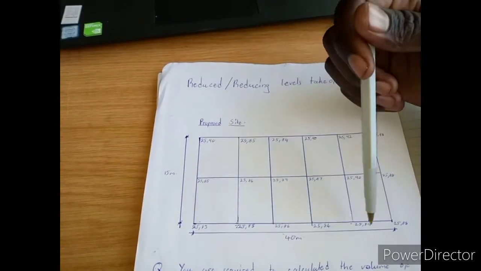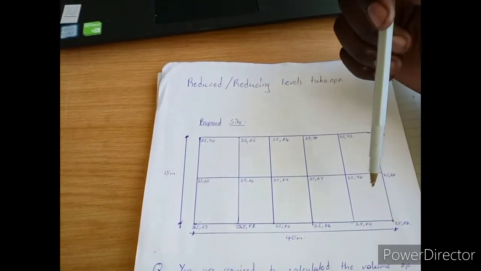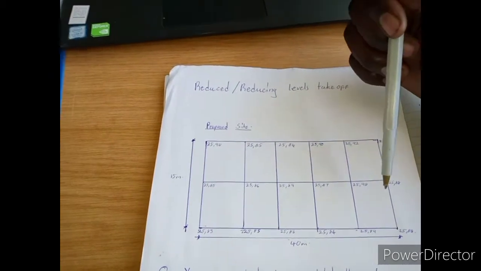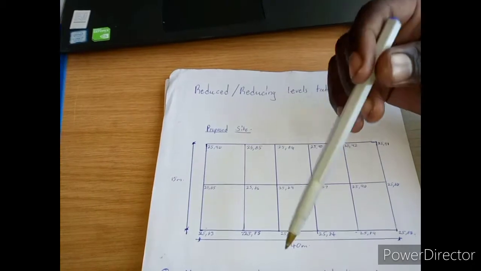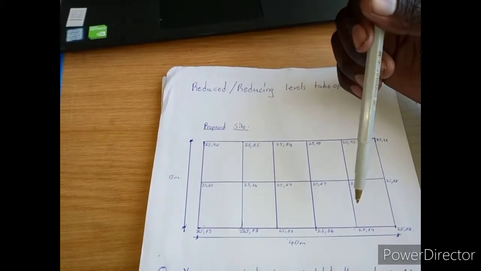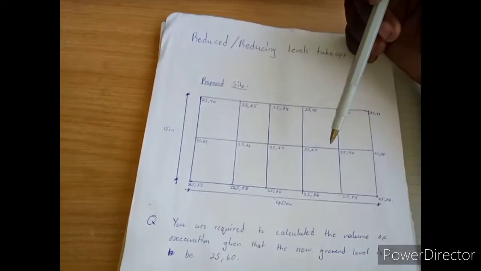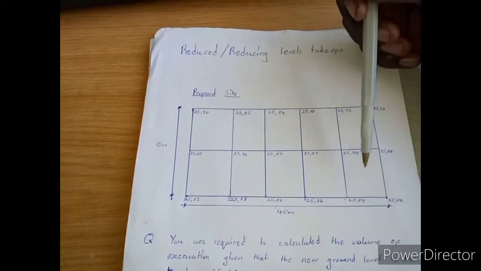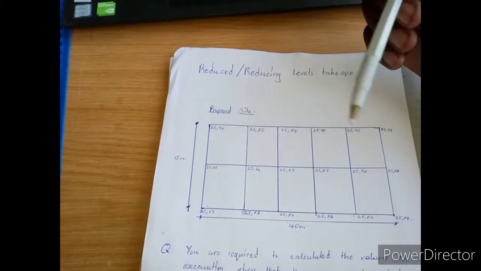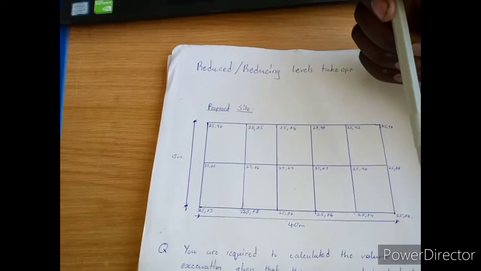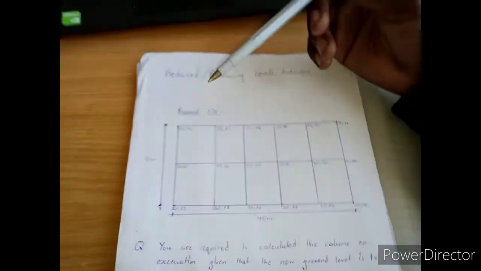But what happens is that the level of the ground on most sites won't be equal. The level will vary at different points on site. So the contractor would want to level out the entire site to a desired level. In this case, it's 2560.